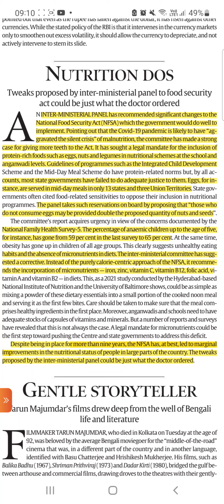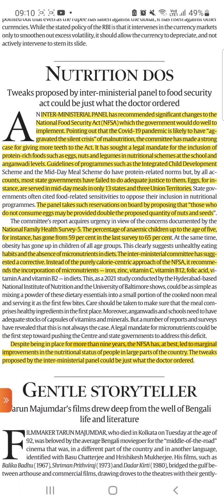Know about the interministerial panel and the significant changes it recommends in the National Food Security Act. You have to know about that. The interministerial panel has recommended significant changes to the National Food Security Act which the government would do well to implement, pointing out that the COVID-19 pandemic is likely to have aggravated the silent crisis of malnutrition.